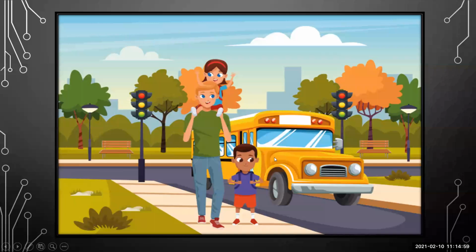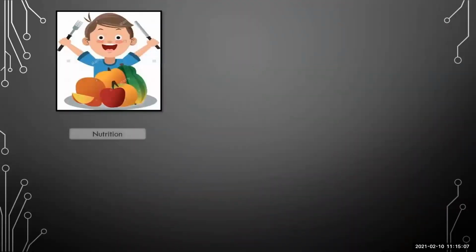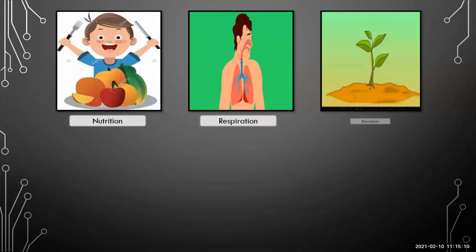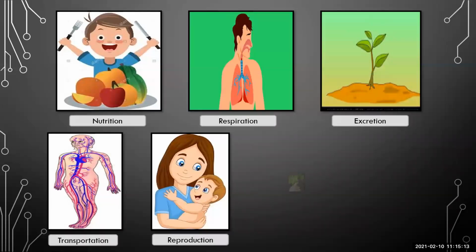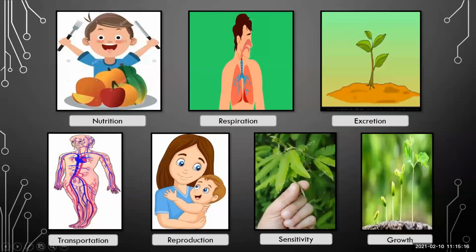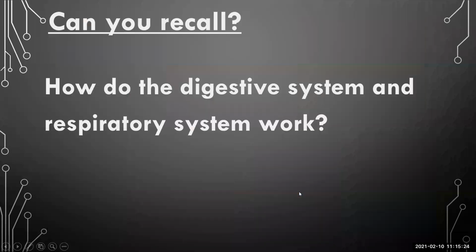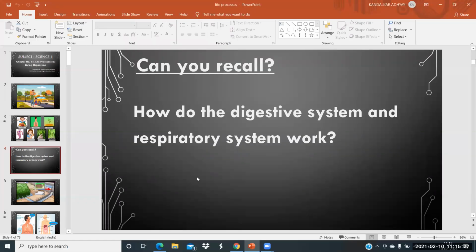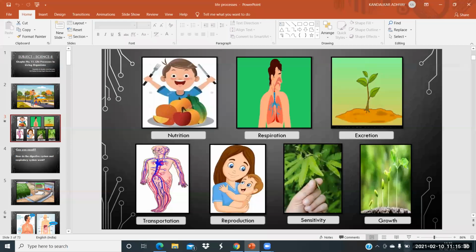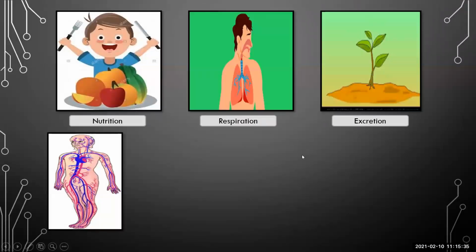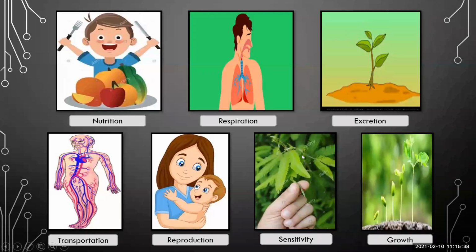Okay, now as we can see living and non-living things in this picture, we know that the living things have certain processes like nutrition, respiration, excretion, transportation, reproduction, sensitivity, and growth. Now, these processes we can only observe in the living things, but we cannot see them in the non-living things.